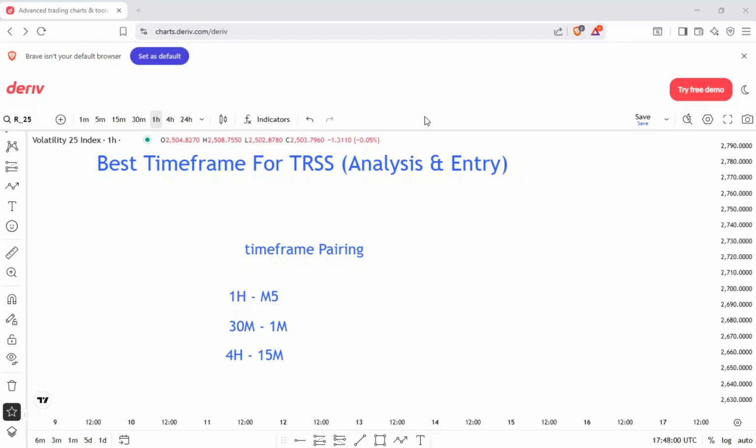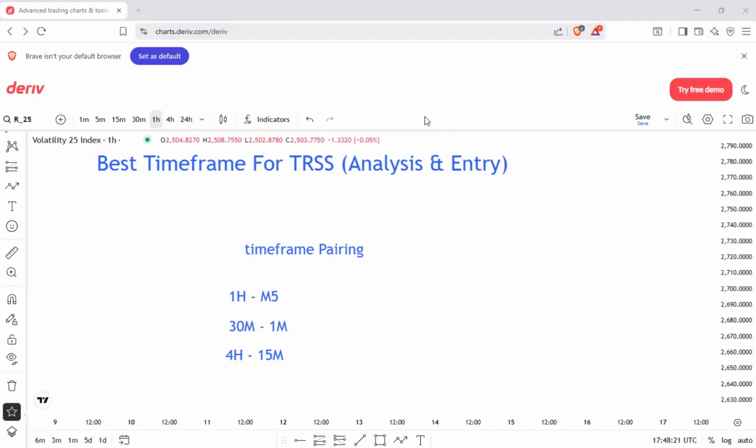TRSS is structure based. It's not candlestick gambling, it's structure based. So you must follow the rules. The rule is what? The higher time frame tells you the story, and the lower time frame gives you entry. If both do not agree, my brother, stay out.